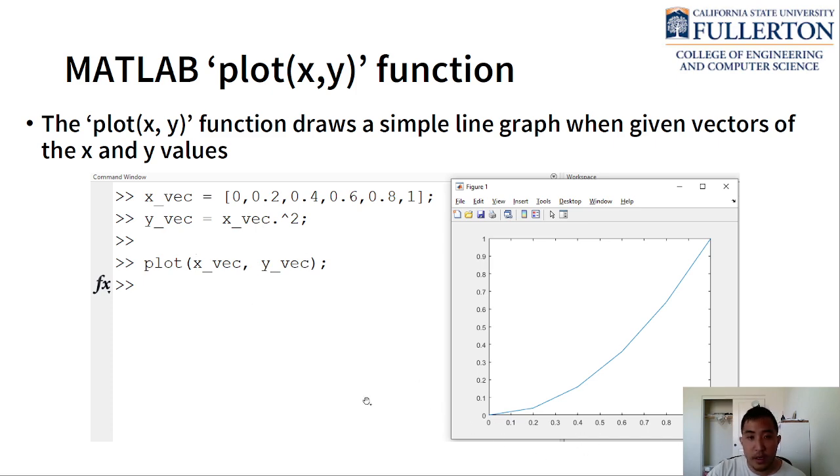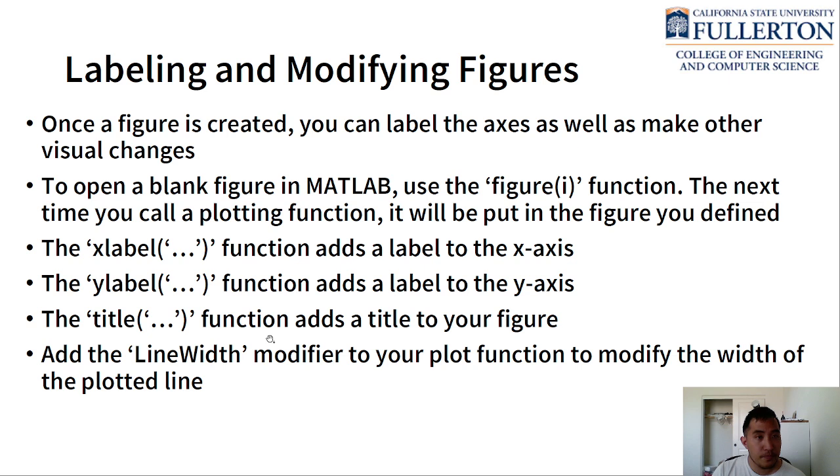Okay, and so here I have a simple three-line code where I define one vector as just equally spaced data points between 0 and 1, and the y vector is just going to be the square of that. Then we plot that function just like that. So very, very simple.